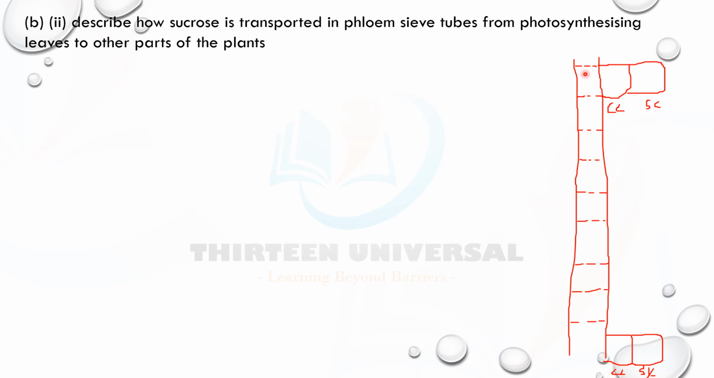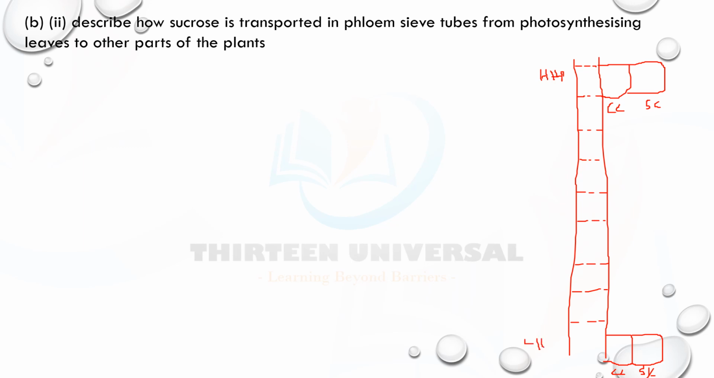All right, so look at this. Remember that we're talking about how sucrose moves in the phloem sieve tube, that is from this part of the phloem tube which is attached to the source, down. So it moves by mass flow. Because it moves by mass flow, it moves from high hydrostatic pressure to low hydrostatic pressure.